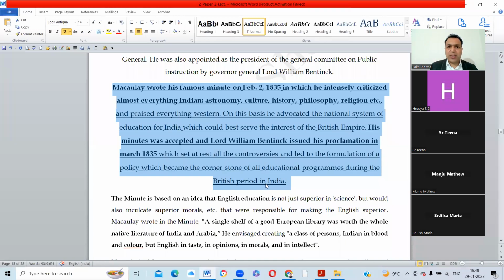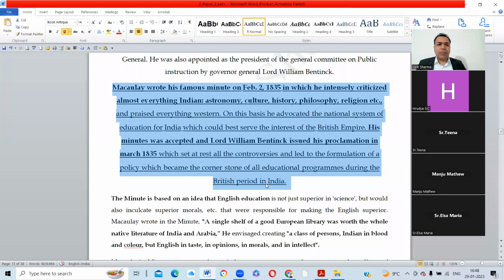2, 1835, in which he intensely criticized almost everything Indian, astronomy, culture, history, philosophy, religion, etc., and praised everything Western. On this basis, he advocated a national system of education for India, which could best serve the interest of the British Empire. His minute was accepted, and Lord William Bentinck issued his proclamation in March 1835, which set at rest all the controversies and led to the formulation of a policy which became the cornerstone of all educational programs during the British period in India.